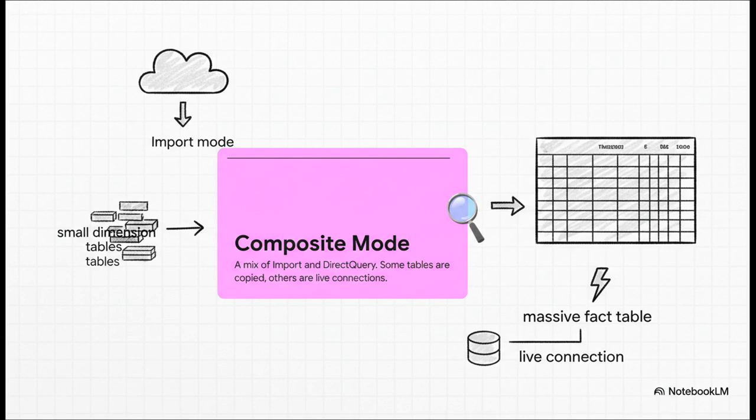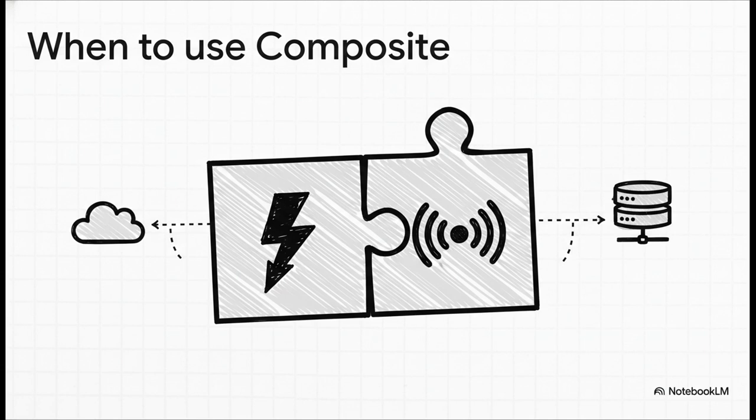How cool is that? So, you use composite mode when you're facing that exact problem. You need both speed and fresh data in the same report. It gives you this incredible flexibility to mix and match. It really is the best of both worlds when you've got a more complex situation to deal with.